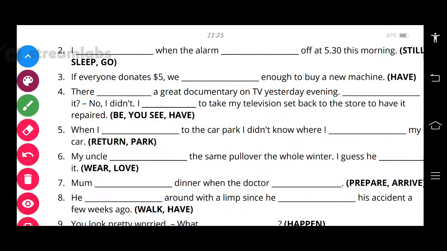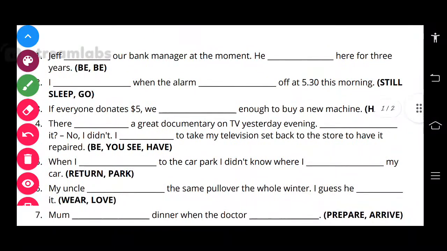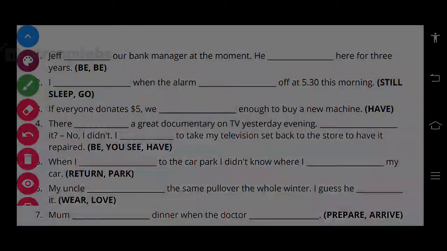See here, second example. I dash when the alarm off at 5:30 this morning. Now here there are two actions. One is sleeping and the second one is go. You have to see that your sleeping is an ongoing action, whereas the alarm ringing or alarm went off is a completed action.